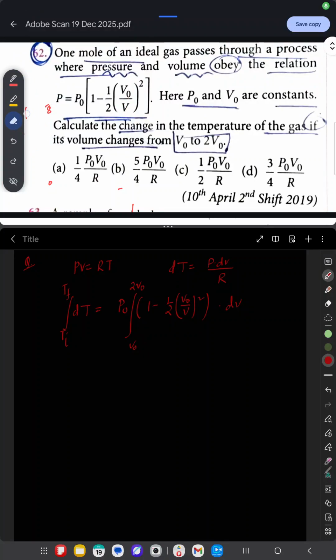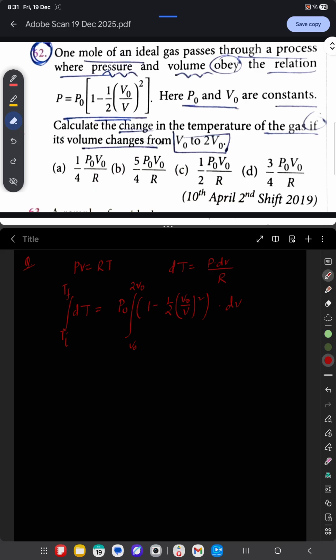In this question, what you need to do: there is one mole of an ideal gas that passes through a process where pressure and volume obey the given relation. Calculate the change in the temperature of the gas if the volume changes from V naught to 2 V naught. P naught and V naught are constants.